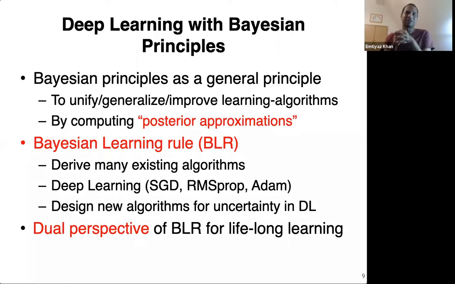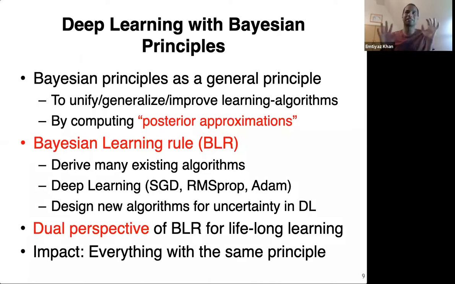But this is the new thing that we are working on. We are now using what we get from the Bayesian learning rule. There is a dual perspective to it, which helps us go to this ultimate goal that we have: designing AI systems that can learn like humans throughout their life. So I will maybe very briefly talk about this, to give you a sense of what we are doing now and what we're going to do in the next few years. The impact here is that we are trying to bring many seemingly different things onto the same platform and see everything with the same lens. So that's the point.